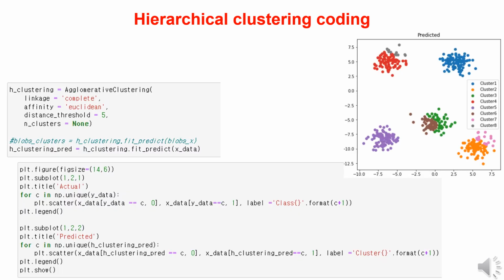To perform agglomerative clustering, we'll use the Euclidean distance and set an initial distance threshold of 5. Below is the code that graphs the original data and the hierarchical clustering results. When visualizing this in 2D, you can observe that a total of 8 clusters have been formed.